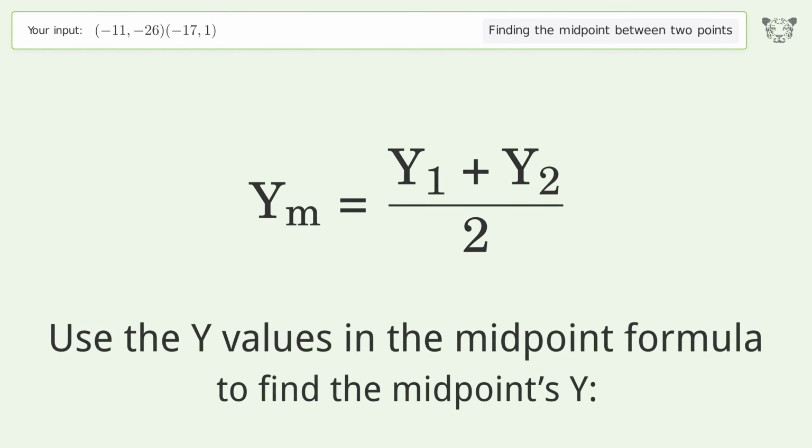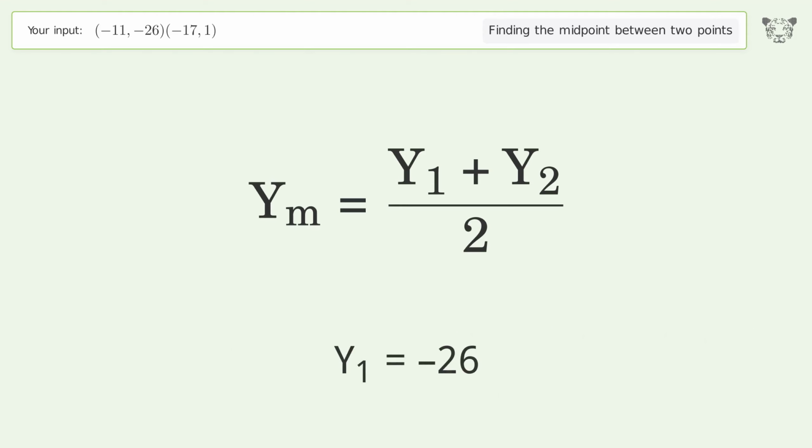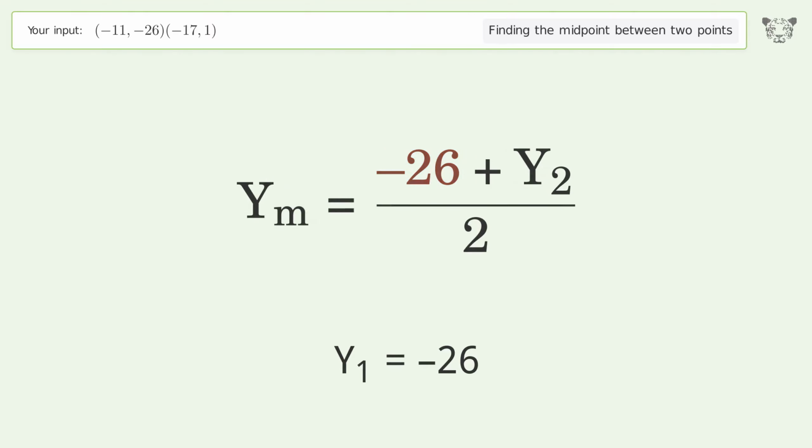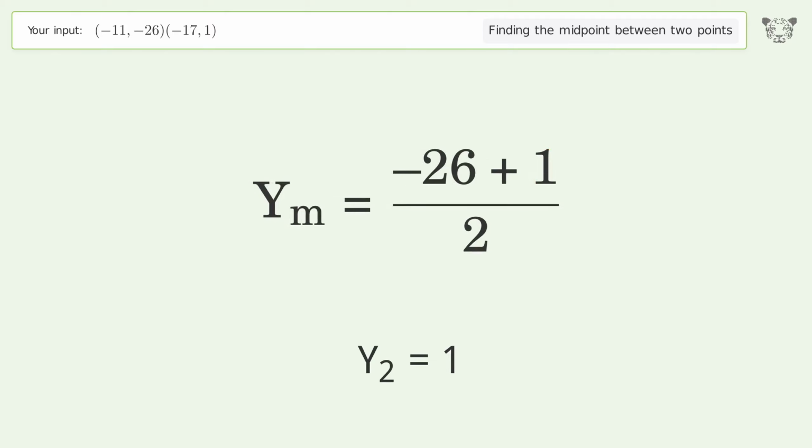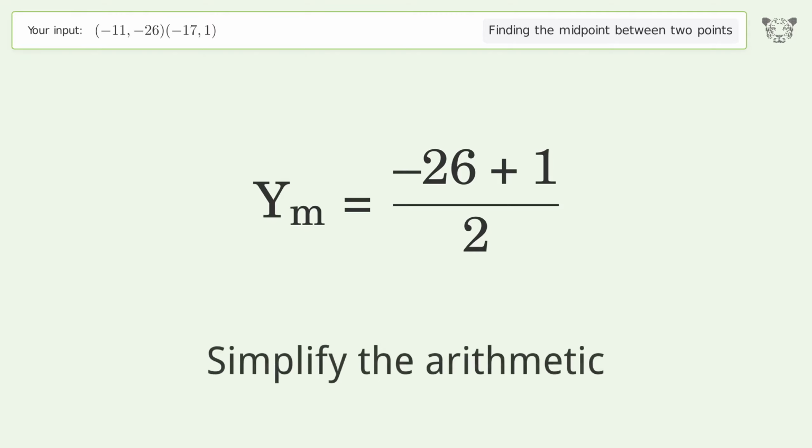Use the y values in the midpoint formula to find the midpoint's y. y1 equals -26. y2 equals 1. Simplify the arithmetic.